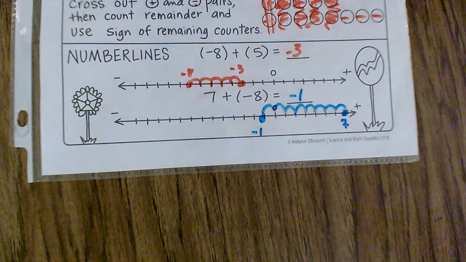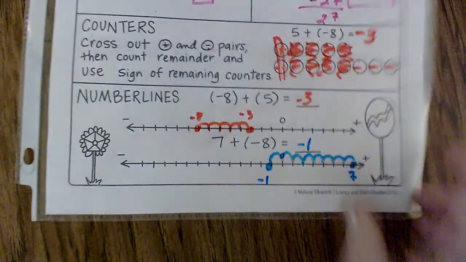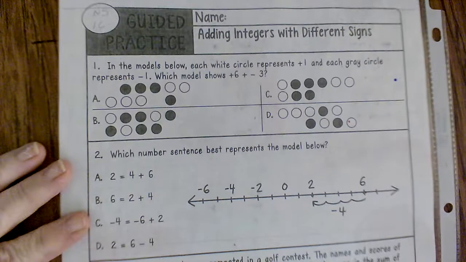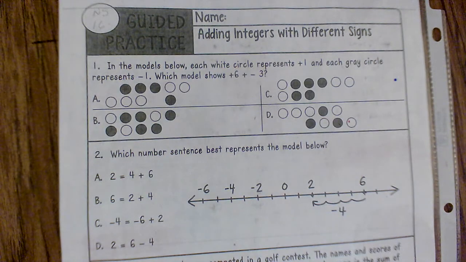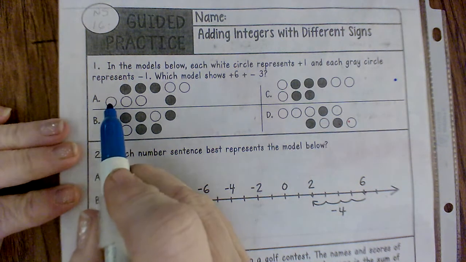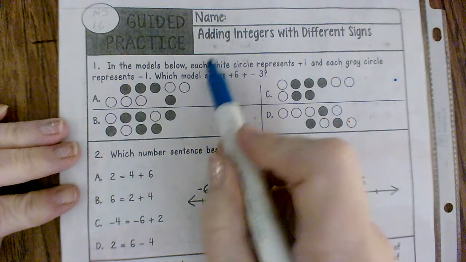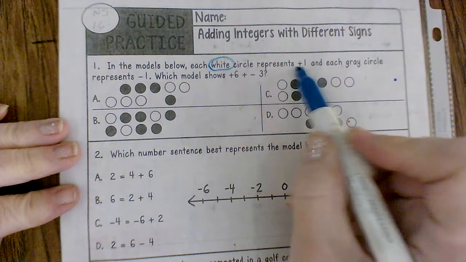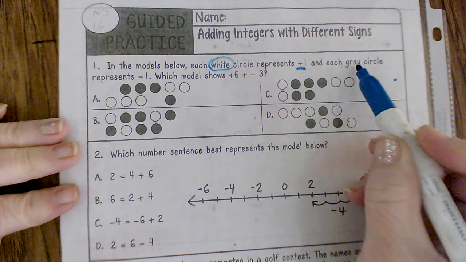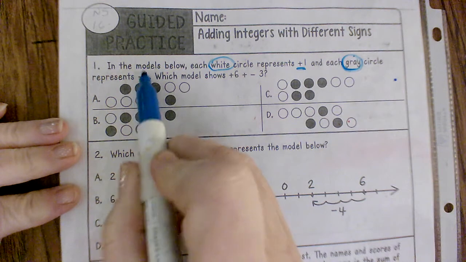Ready, set, flip it over. Now we're going to do the guided practice. Now, for this, in the pictures, all of the white ones are positive, and the gray ones are negative.